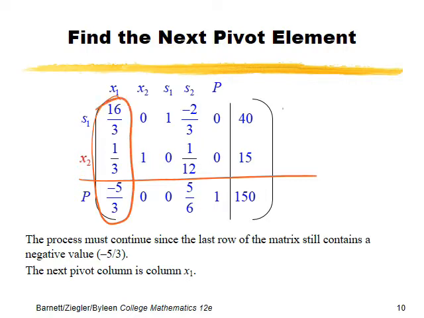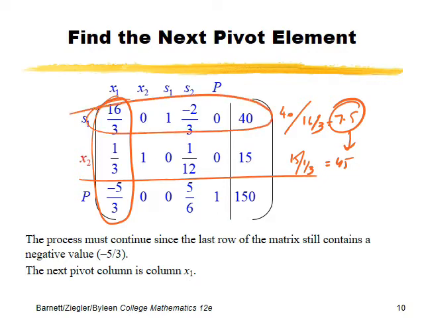To decide the pivot row, we divide 40 by 16 by 3 and we divide 15 by 1 by 3. This is, I think, 7.5 and this is 45. So 7.5 is smaller than 45. So this is our pivot row. So this x1 will enter into the pivot row's position. The pivot row is this first row, so x1 will move here into the position of s1. This is our pivot element. With the help of this 16 by 3, we will make 0 here and 0 here by applying row operations, which we did in chapter 4.